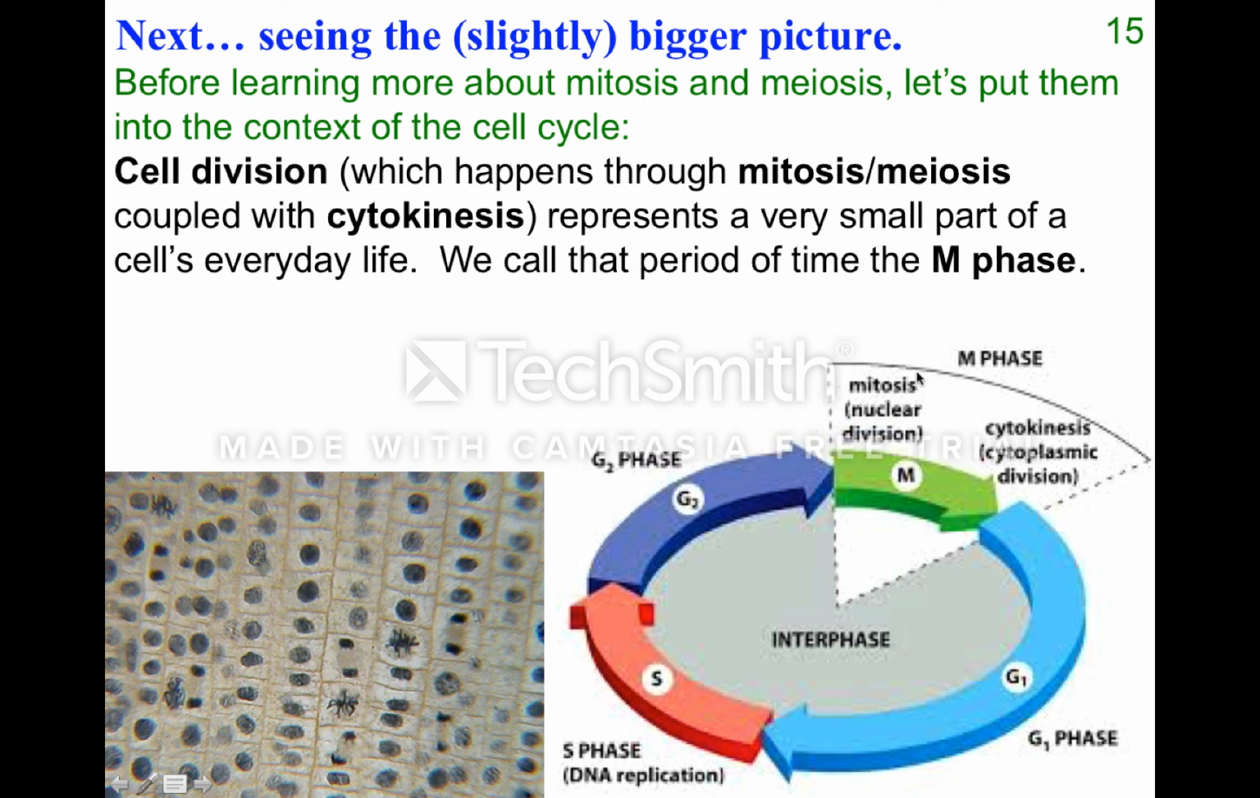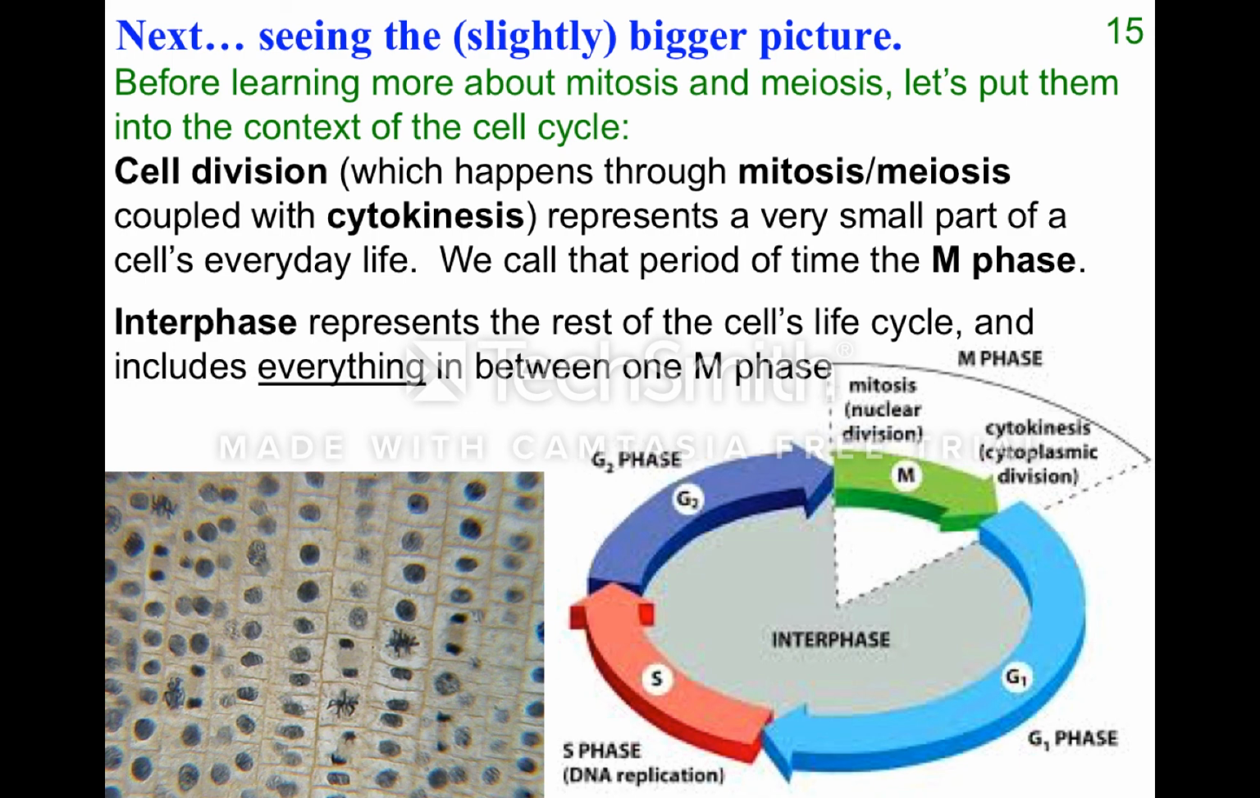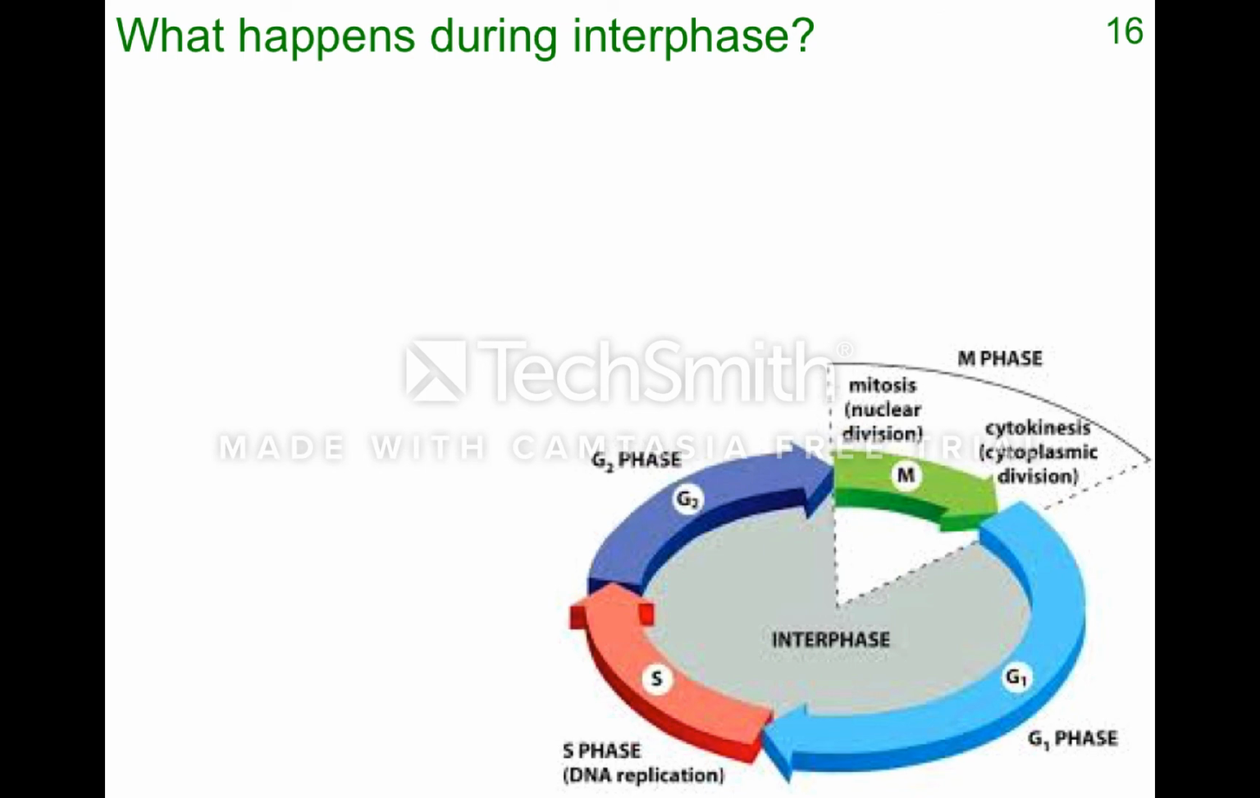Okay, so we call this cell division phase the M phase, whereas everything else is the interphase. The rest of the cell's life cycle is the interphase. Everything from one cell division until the cell's ready to divide a second time, that's all interphase, inter meaning in between M phases. So what happens during interphase? Well, the main thing that a cell does is whatever job that cell is supposed to do.